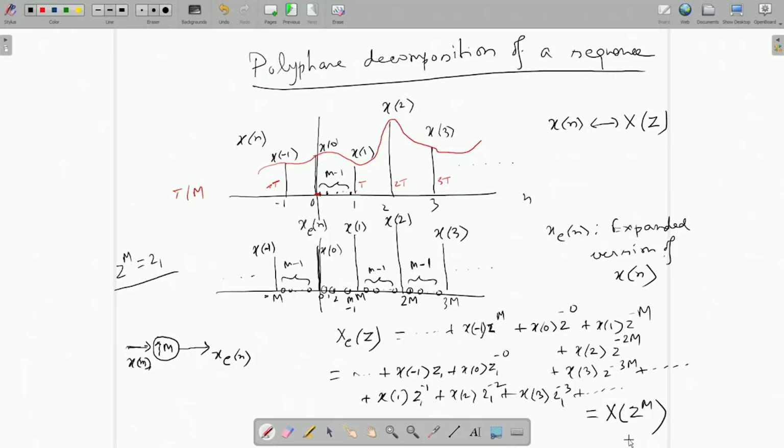So, I write this result here, X of Z to the power m. The ROC here will be a part of the original ROC. This you can find out. I will not get into that because this is not a class on DSP. This is the expression.